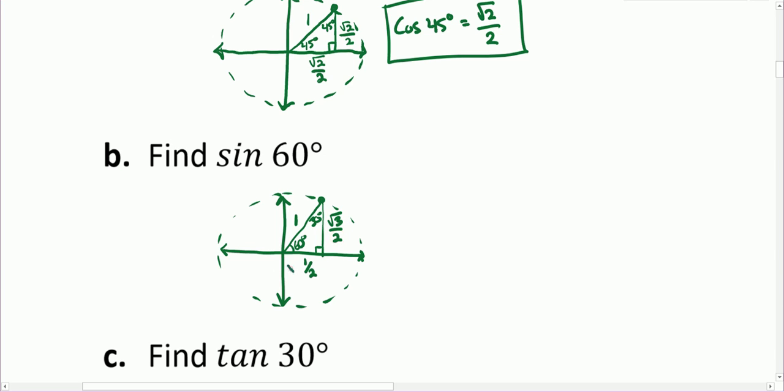1/2 is our x value. Root 3 over 2 is our y value, or the height. And we know that in general, within the unit circle, the y value is the sine of any angle corresponding to it. And so the sine of 60 degrees is root 3 over 2.